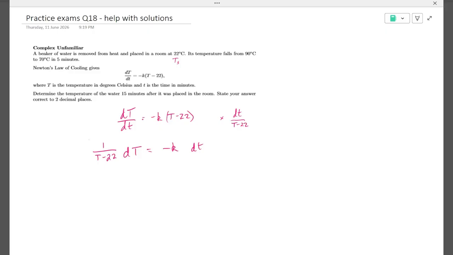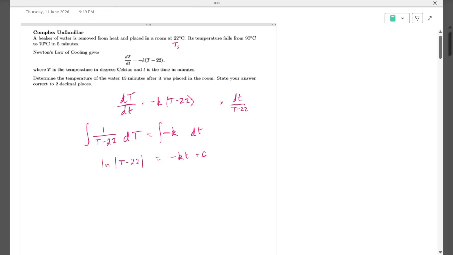I can now integrate these expressions. The left-hand side I'm integrating in terms of capital T, the right-hand side in terms of little t. So when I've got 1 over something, that comes from the natural log of T minus 22 in this case. And on the right-hand side, well, k is just a constant, so this is negative k, and if I add 1 to the power of t to the 0, I get t to the power of 1, or just negative kt. Because there's a constant of integration on both sides, I could always subtract them or whatever, so I really just need to add the c on one side. And if you trust me, it's easier if you just keep it on the right there.